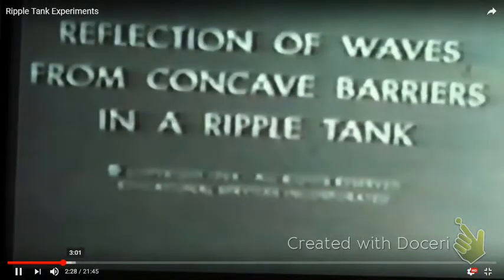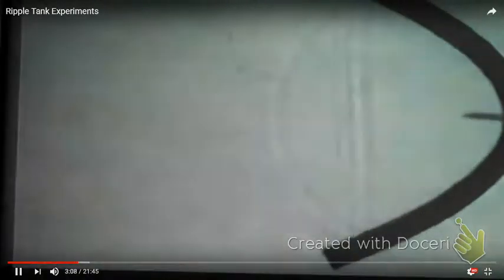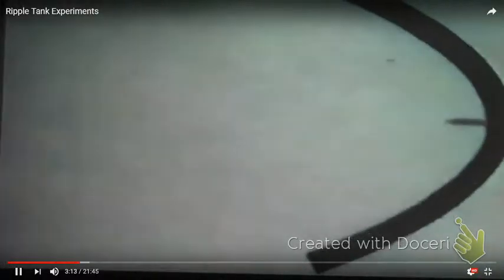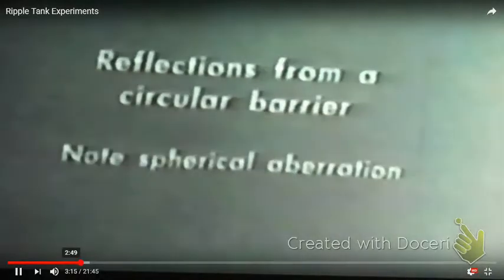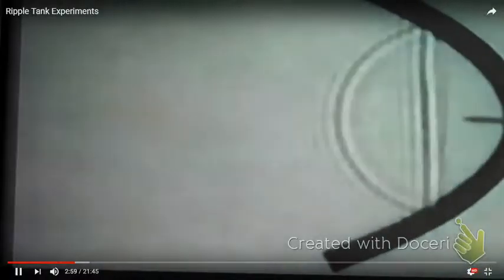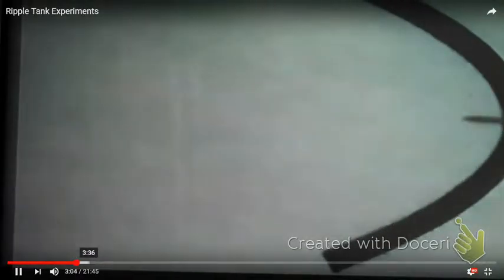And then reflection from a parabolic barrier. So this is the focusing. The wave comes in. I'll show you. The wave is going to come in from the left. It's going to hit there. Oh, I missed that. Let's just see if I can grab it. So the wave is going to come in. Oh, I see. They're taking the wave from here, and it's reflecting out as a nice plane wave.